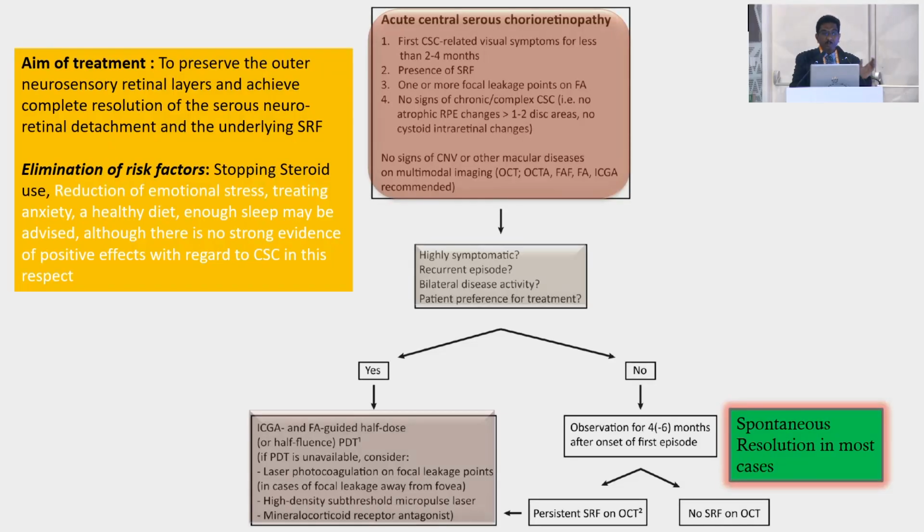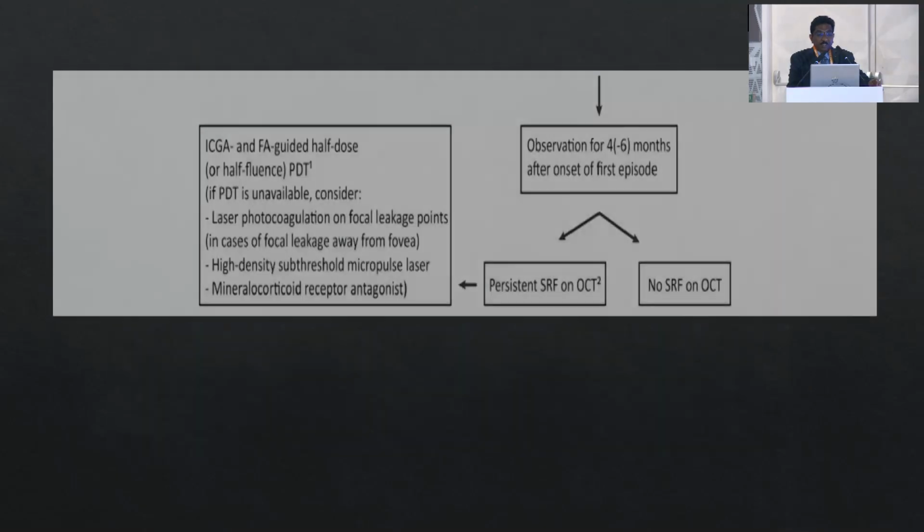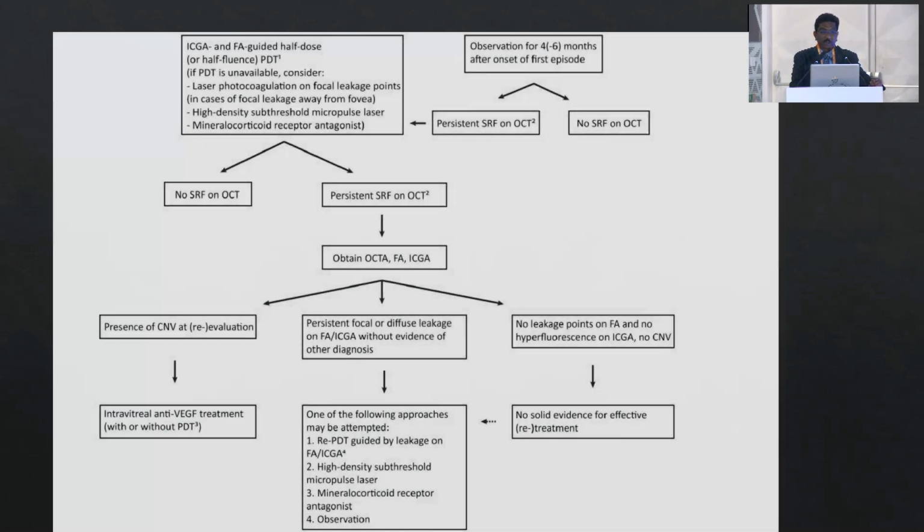So this is how we usually treat when an acute patient comes to us with CSR. Most of the times we observe these patients for about 4 to 6 months. Most of them would resolve spontaneously. If they don't resolve, then I would go ahead and do an ICG and OCTA in these cases and rule out a CNV and then plan accordingly. So this is how we would look at it. Observe for 4 months. If this is not responding, then we go ahead and do the ICG in these patients. ICG and OCTA would be required.